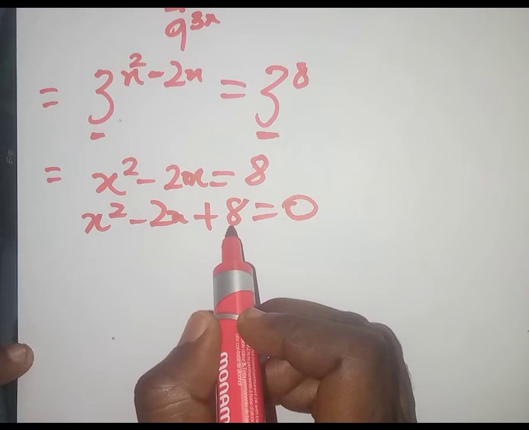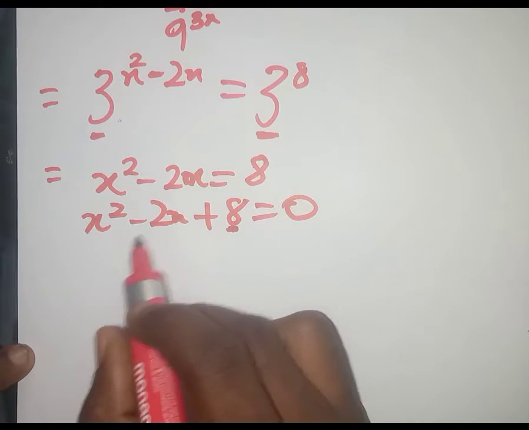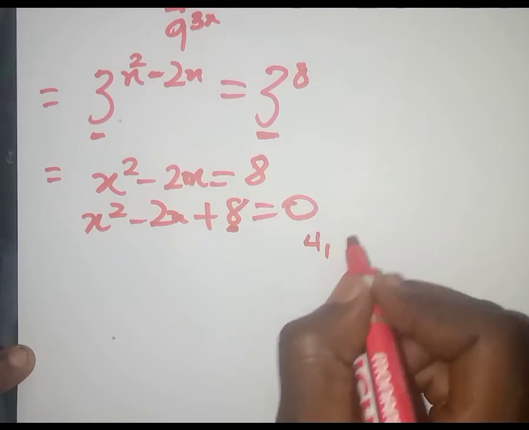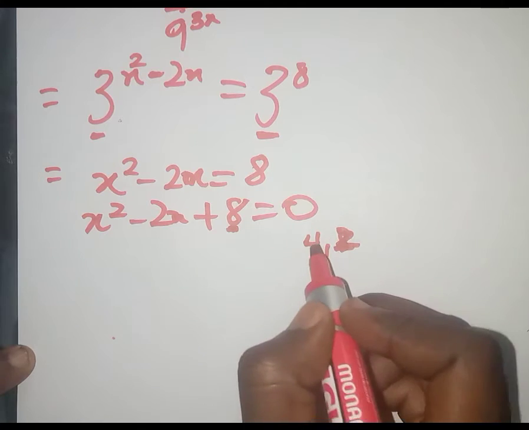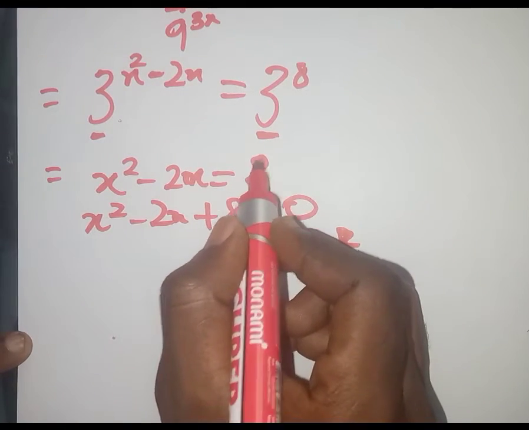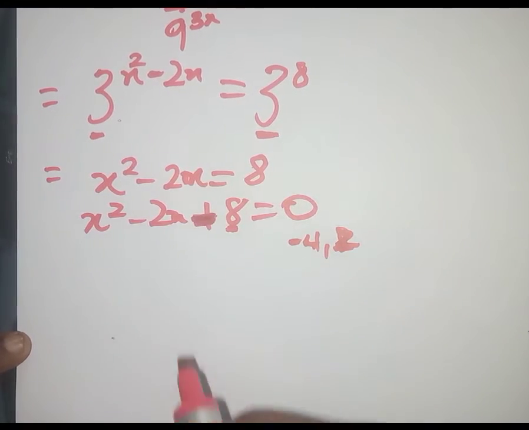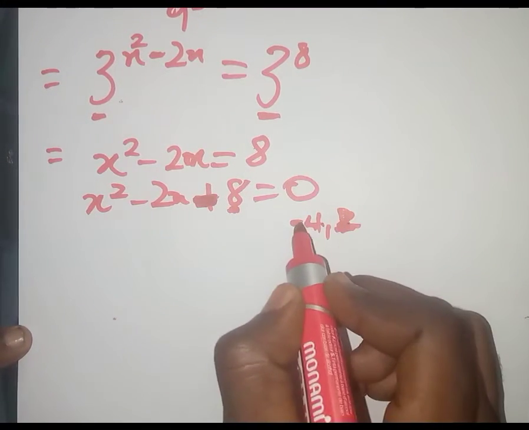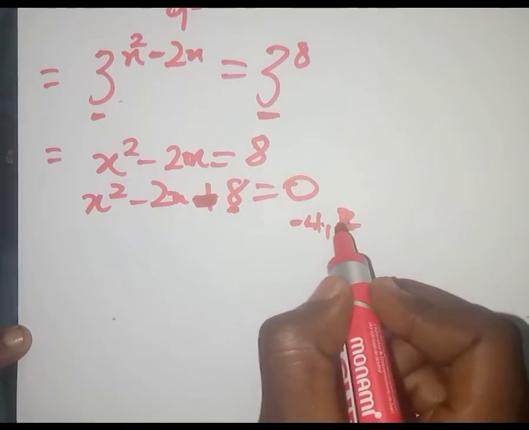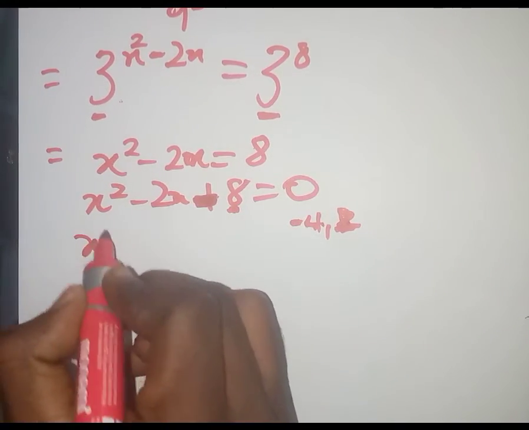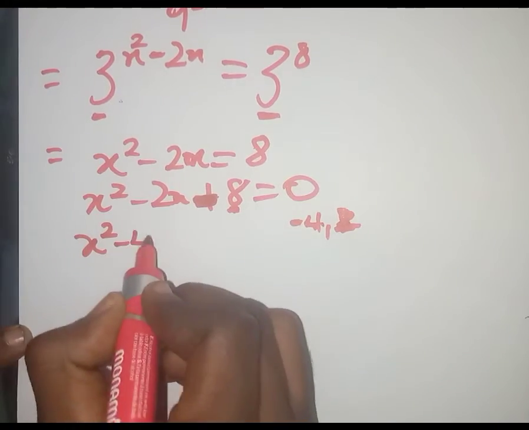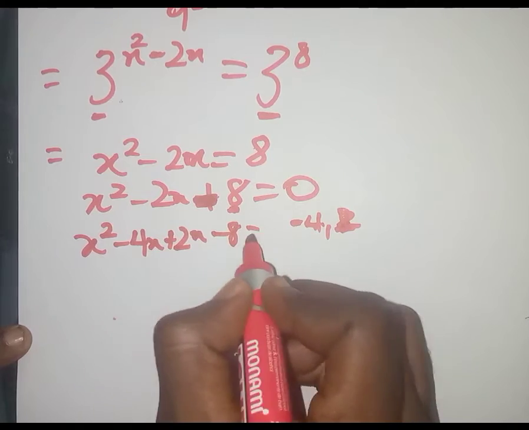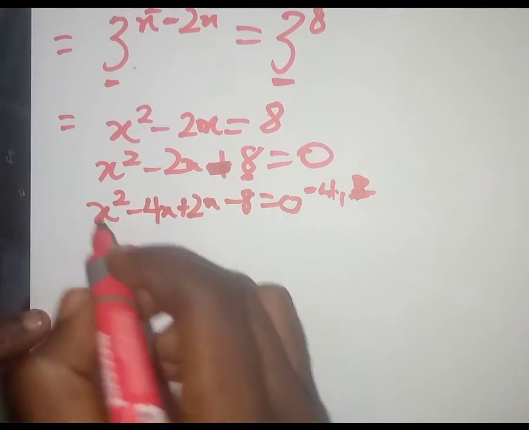We have to get two values that when we multiply give us negative 8, and when we add them we should get negative 2. So basically we can get 4 and 2, since 4 times 2 is 8. Remember 8 goes to the other side and becomes negative 8 in this case. So we can use negative 4 and positive 2, because when we multiply we get negative 8 and when we add them we get negative 2. So we have x squared plus 2x minus 4x minus 8 being equal to 0. We can go ahead and group like terms.